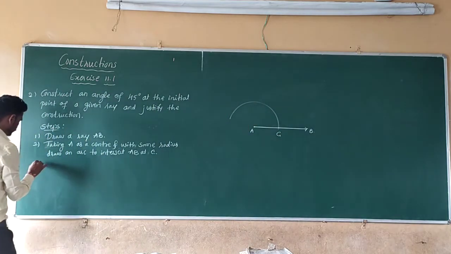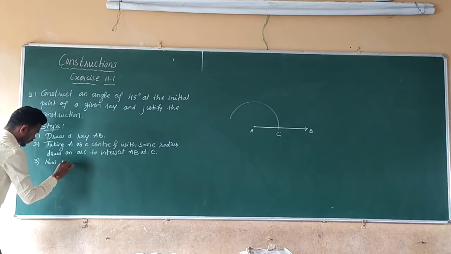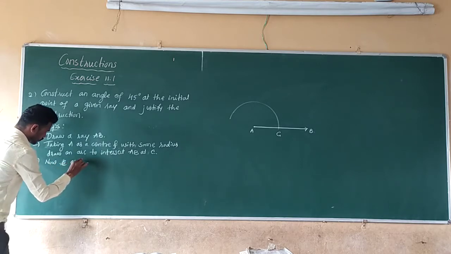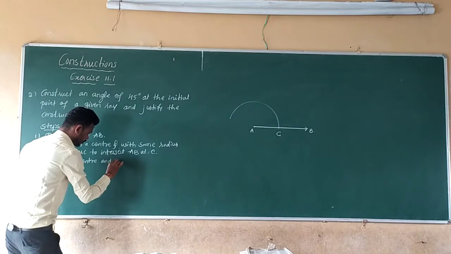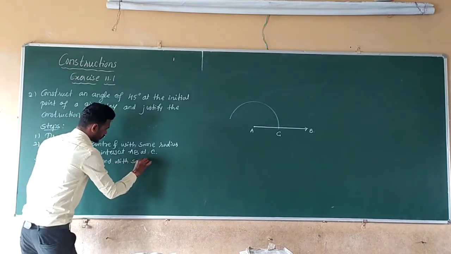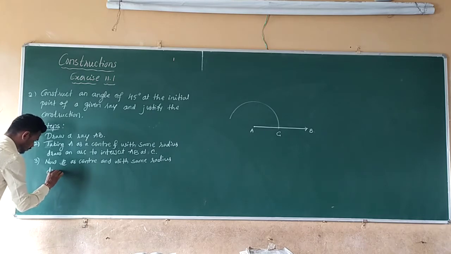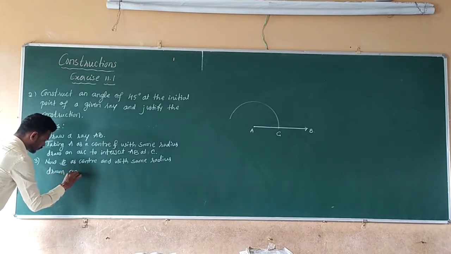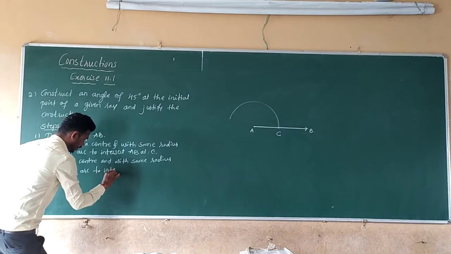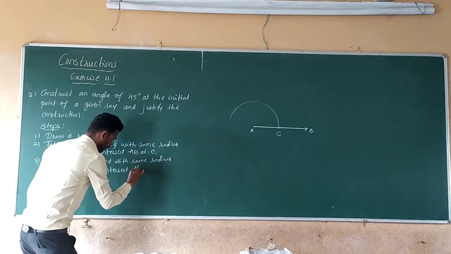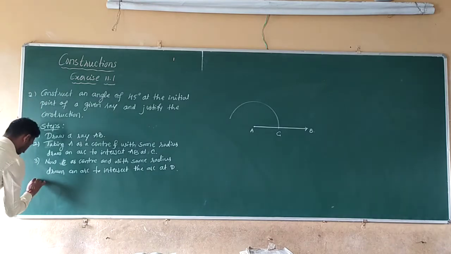And next what we need to do? With A as a center, now C as a center and with the same radius, draw an arc to intersect the arc at D.